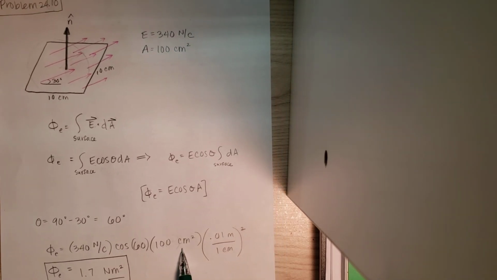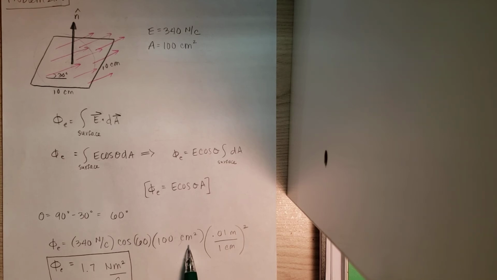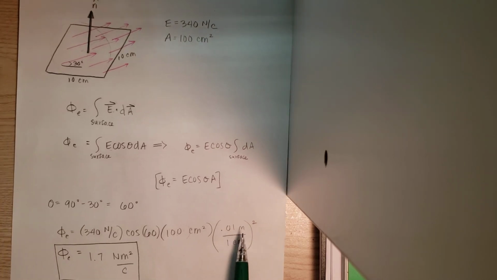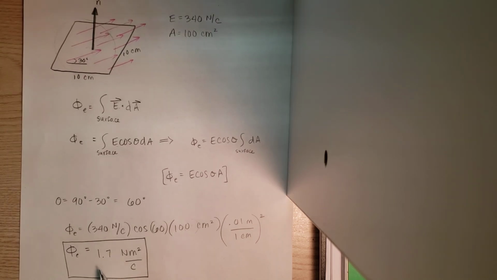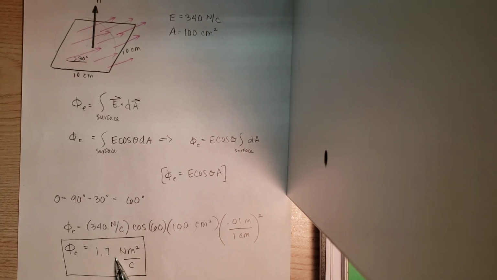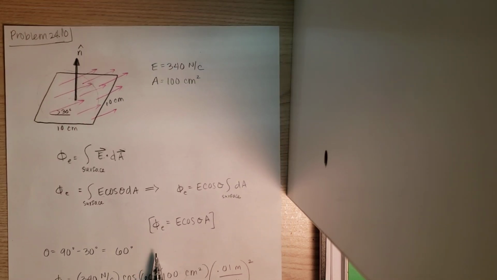Now be careful here, because I screwed up the first time around because I didn't square when I was converting to meters. If we're taking a square, we need to remember to square that when we're converting. So just take that times 10 to the negative 2 meters over 1 centimeter, squared, and we get our electric flux equal to 1.7 newtons times meters squared over coulombs. And that all ties into what we're learning in chapter 24 with Gauss's law and calculating electric fields through surfaces.